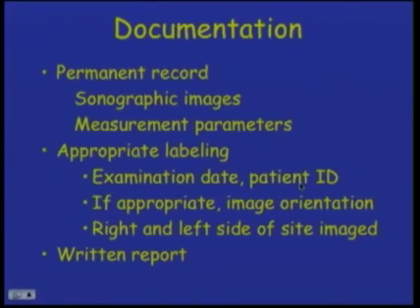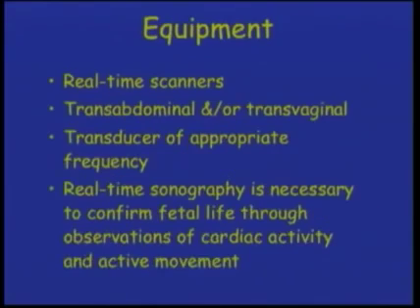Now, the guidelines also tell us that we need to record a permanent record of our images, and we need to record the measurements so that when we take that picture that comes up on the computer, we need to actually print it out some way. It's also important to label the images with the exam date, the patient ID number, and if appropriate, the image orientation. For example, whether it's sagittal or transverse, and also whether it's right or left-sided. Since the fetus moves around, you don't really know if it's an abnormal right kidney. We'd like to know that, and there needs to be a written report.